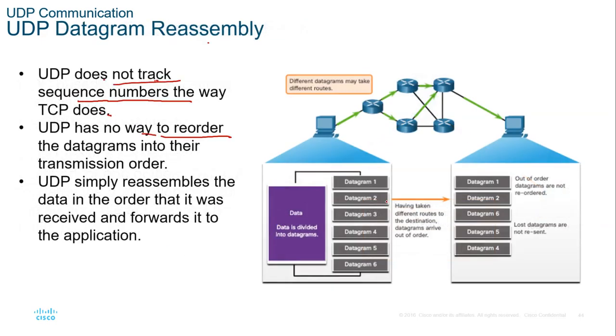So if you're sending all these and maybe it reaches, as you can see, 1, 2, 3, 4, 5 instead of 6, the other ones that have reached, it's not going to retransmit. And it will present them in the order they arrived.